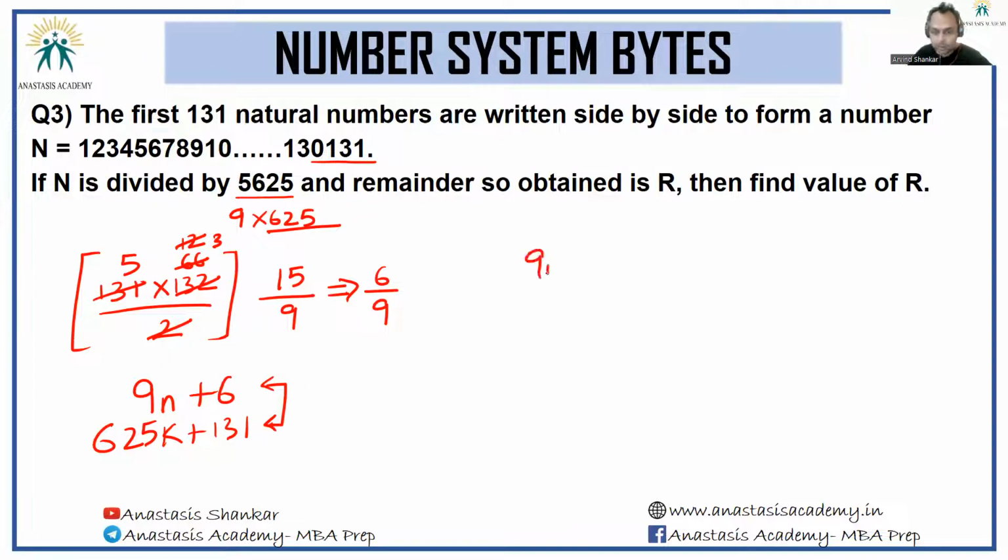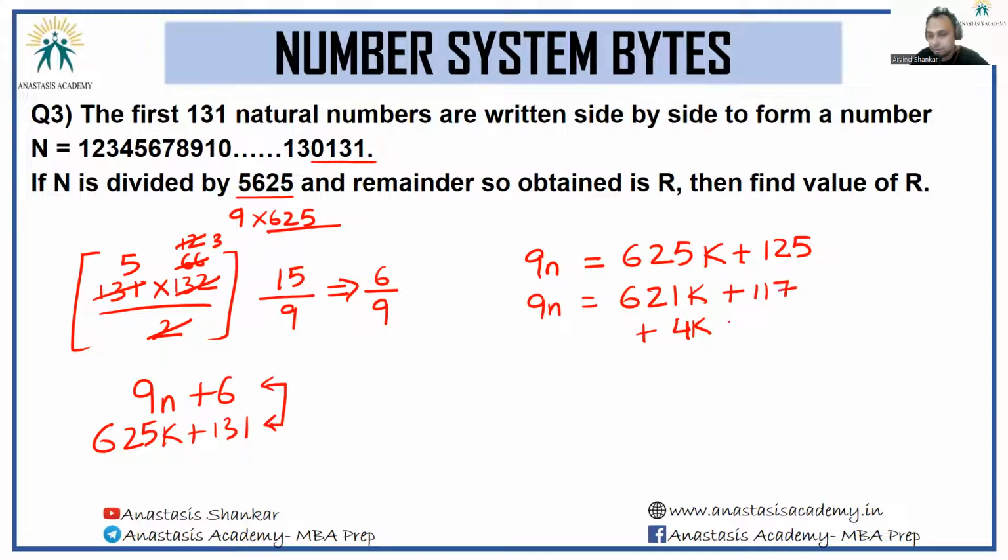Okay, so we'll go down the path of 9n is equal to 625k plus 125. Okay, so now 9n is equal to 621k plus 4k plus 117 plus 8. So 4k plus 8 has to be a multiple of 9. The best value of k that we can see is 7 because 4 into 7 plus 8 is 36, which is a multiple of 9. So k has to be 7.